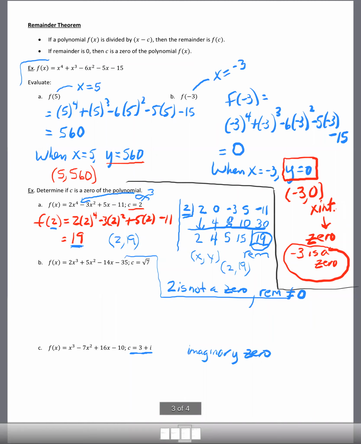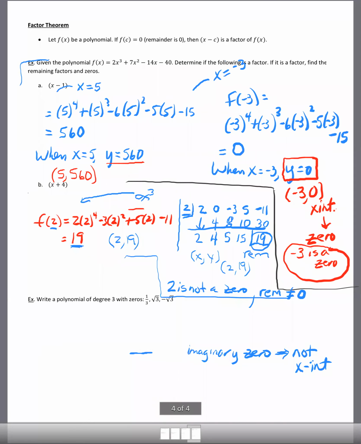And imaginary zeros are not x-intercepts because you can't see them on the x-axis. However, they are going to be classified as zeros. So for time purposes, if you'll look to the written out examples for part B and part C, please see if you have any questions off of that, and I'll be more than happy to help you out with those too.